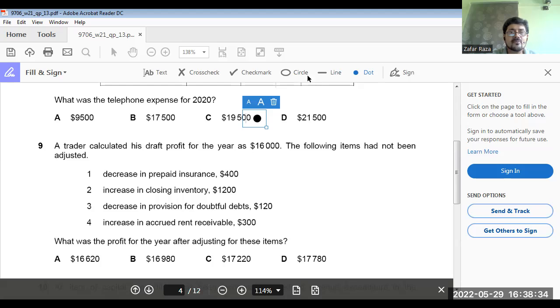Okay. C option is the answer. Getting my point clear? Okay. This is question number 8. Okay. Now question number 9.